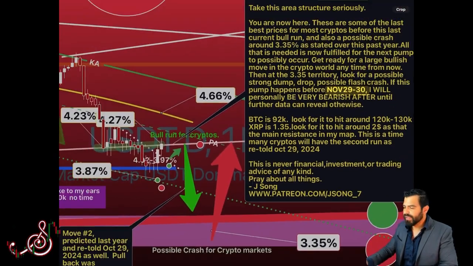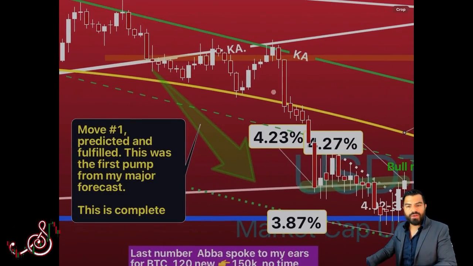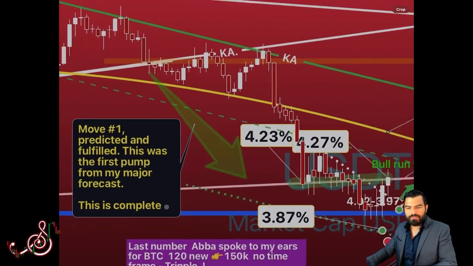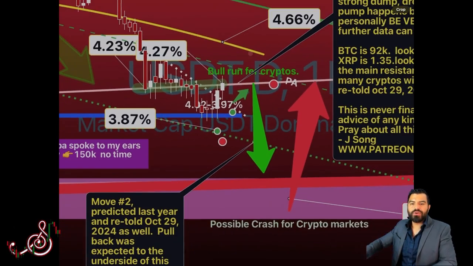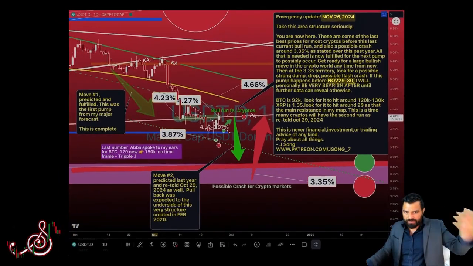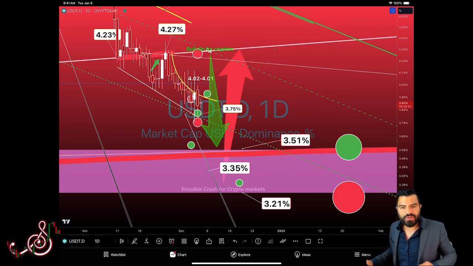Okay, pray about all things. This is never financial investment or trading advice. And then I pointed here, this was the move I predicted on our website. That one's complete. This is the move I've been telling you guys about for a few months. Price pullback just like we wanted. So now we want to still be bullish. Is everybody following so far what's happening? Okay, that's what we're looking for.